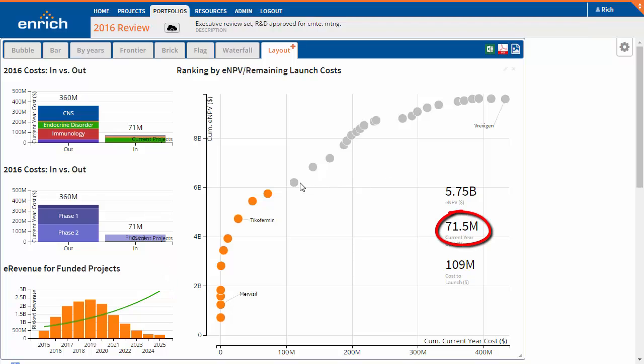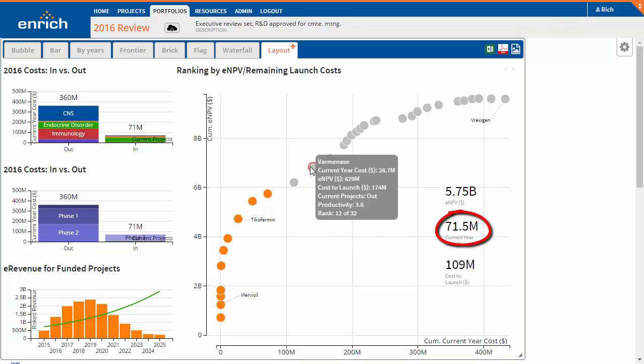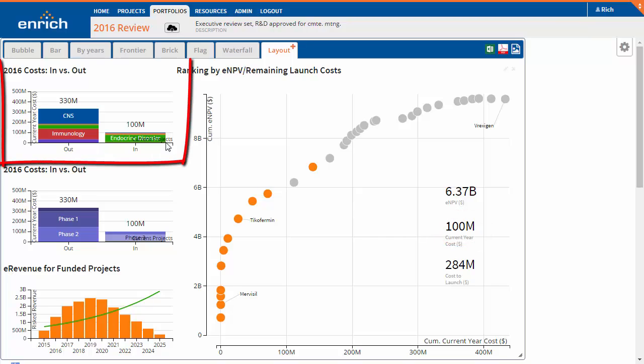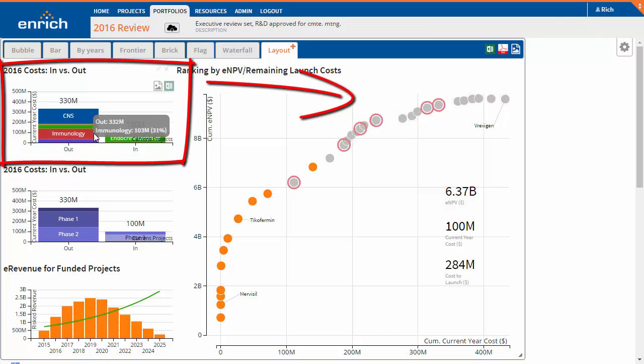The next most productive project sends us over our $100 million budget. But the one after that meets our budget guideline exactly. So what have we done across our competing objectives? By division, we can see that we've defunded all of our central nervous system, or CNS, projects, as well as our immunology projects. Is this aligned with our strategic spending plan?